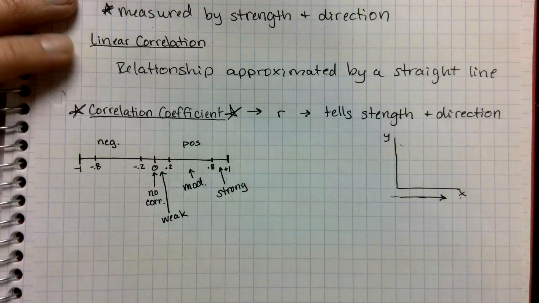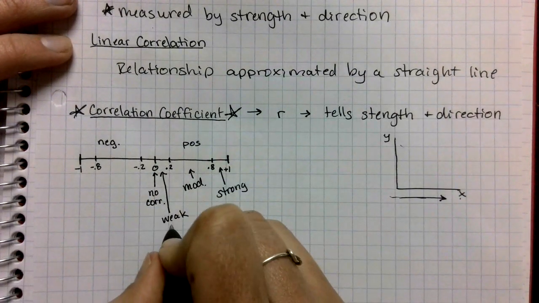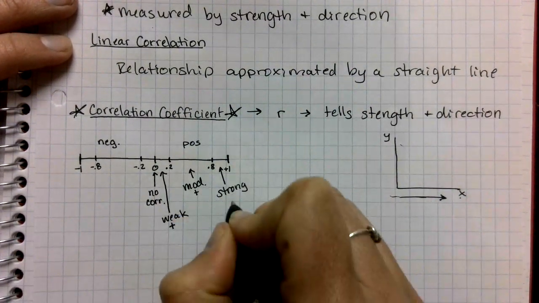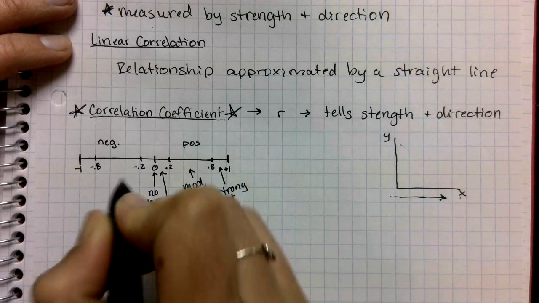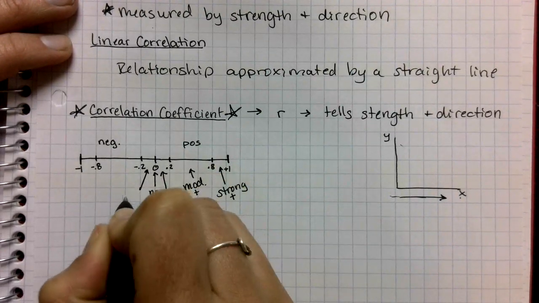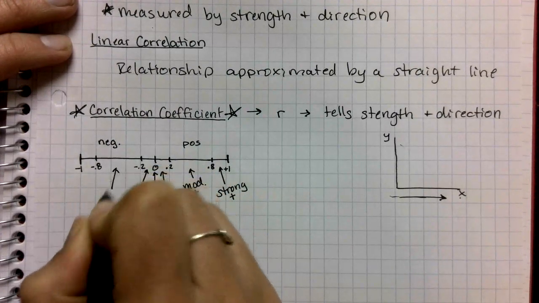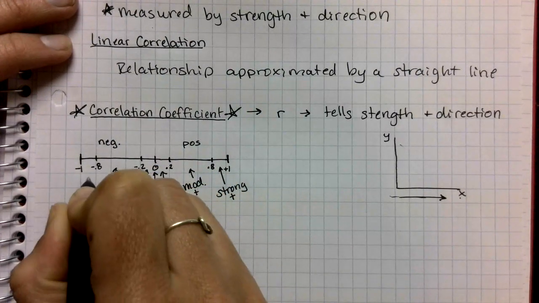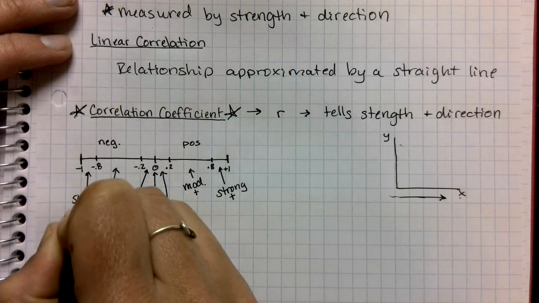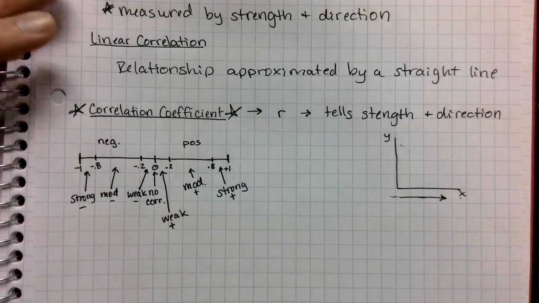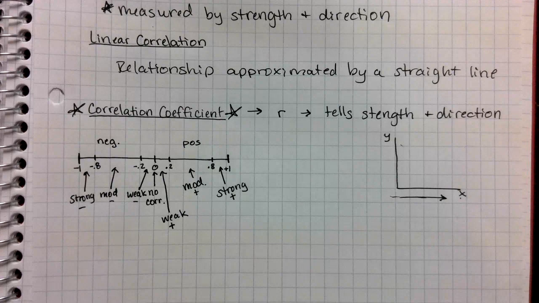So what's going to change is you're going to have strength and direction. So this would be a weak positive, a moderate positive, and a strong positive. Over here on the other side, we would have weak negative, moderate negative, and strong negative. Okay, so we always have two things with our correlation.